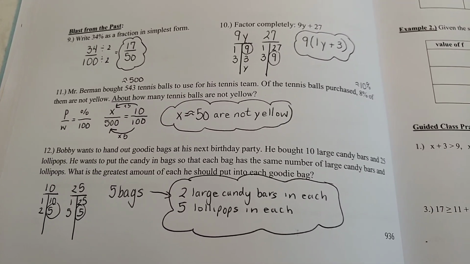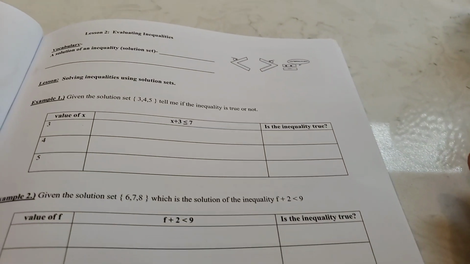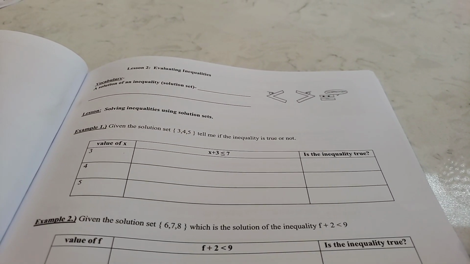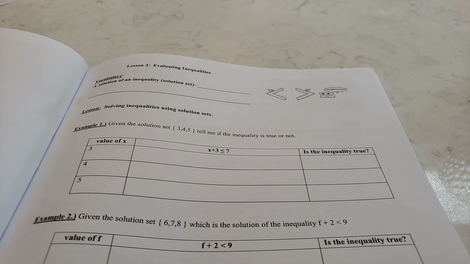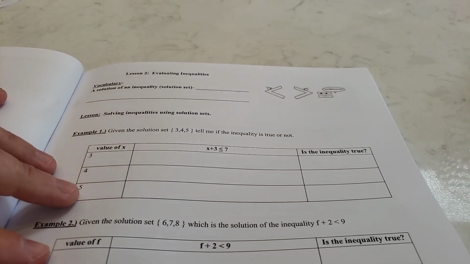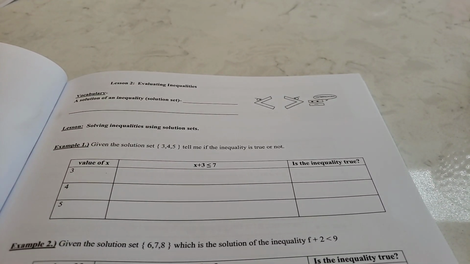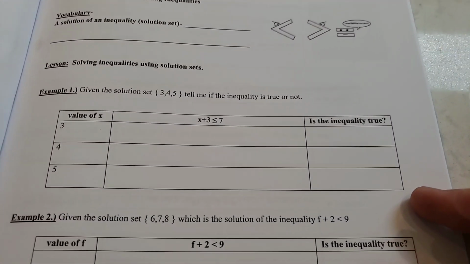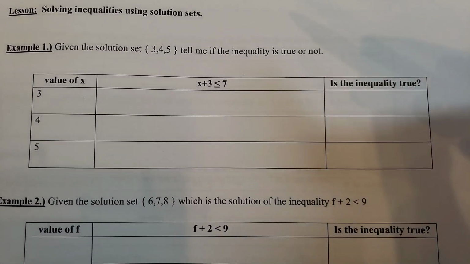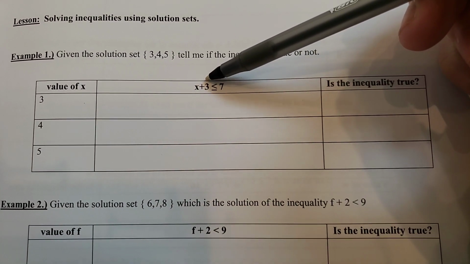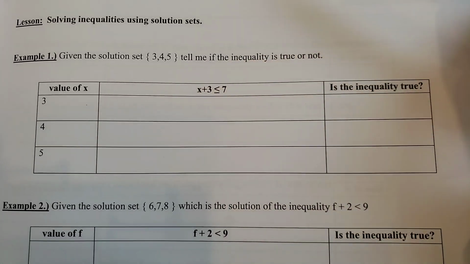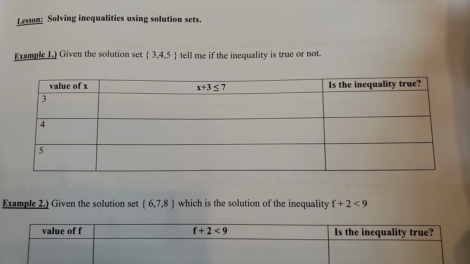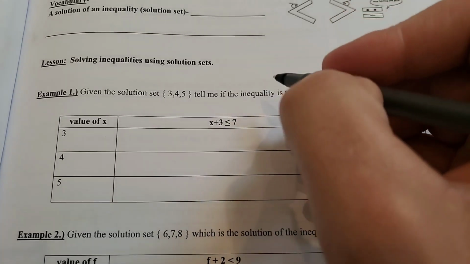All right, so let's get started today. Today we're going to do something called evaluating inequalities, and it's actually easier than what we did yesterday. We're going to look at an inequality. It looks almost like an equation, x plus 3, and there's 7, but instead of an equal sign, we're going to be dealing with these inequality symbols. So as a bit of review, let's review.